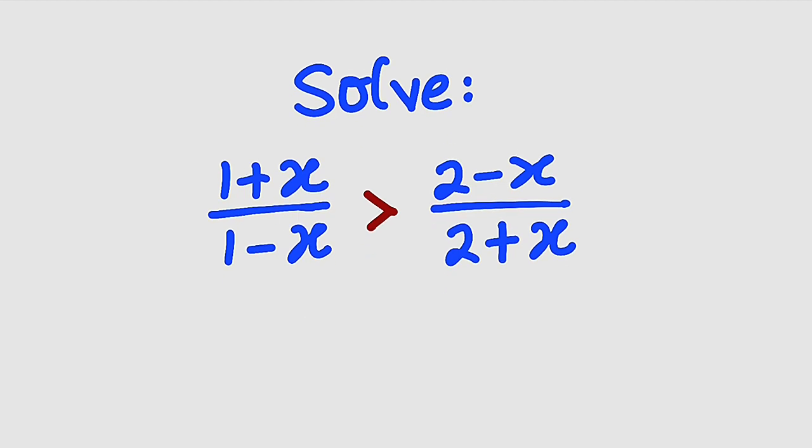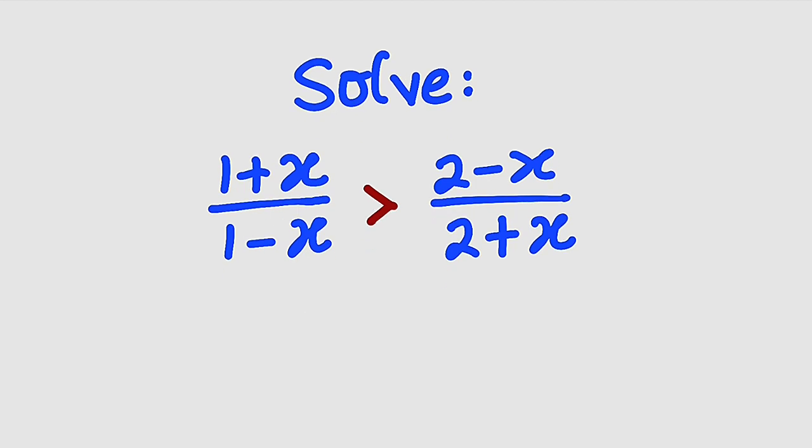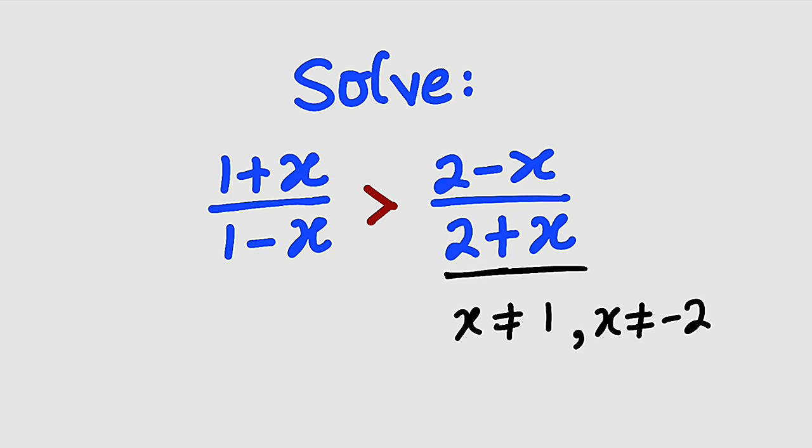But before we start, you should know that our solutions will never include x equal to 1 or x equal to negative 2, because if x is equal to 1, we have 1 minus 1 here, which is undefined. And if x is negative 2, we have 2 minus 2 here, which is 0. That will make the expression undefined.